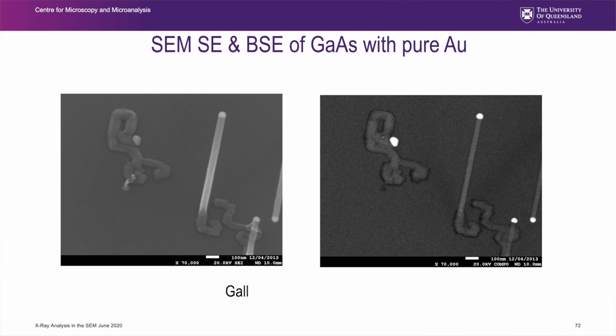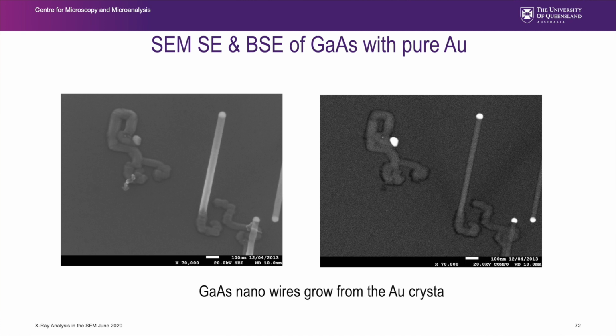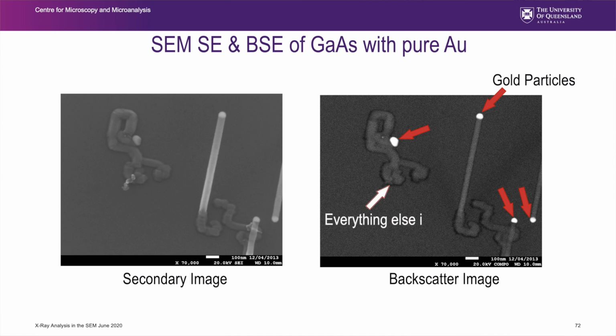This is a nice specimen. It's gallium arsenide nanowires. It's a base of pure gallium arsenide. It's seeded with pure gold crystals, which are nanometers across, and then from the gold crystals, nanowires grow, which are also gallium arsenide. On the left is secondary, and on the right is backscatter. And you can see those bright regions in backscatter on the right, that's my gold particles. I know they are pure gold. And I know that everything else is pure gallium arsenide, GaAs.